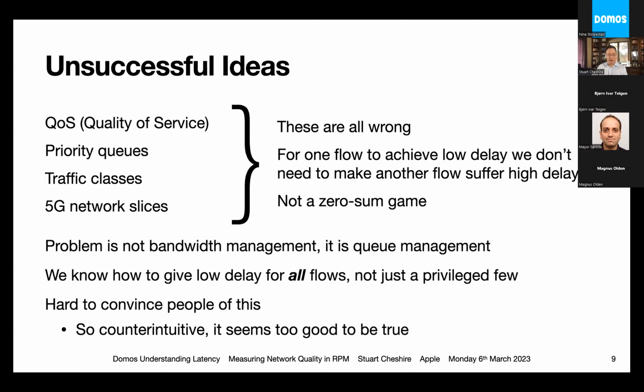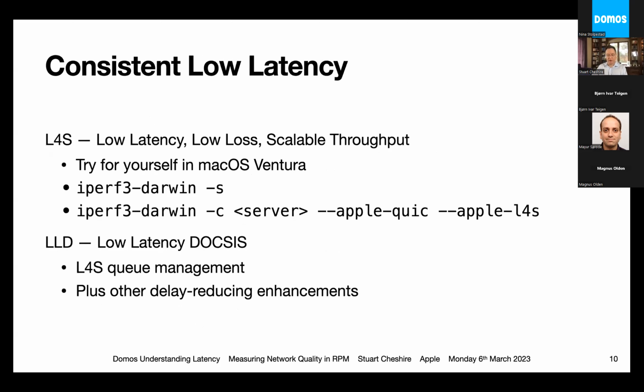Now, this is not just theoretical. We've made progress over the years, and from the Apple side, we now have L4S congestion control shipping in customer builds of macOS Ventura. And you can try this for yourself using a modified version of iPerf 3. And there's network hardware starting to ship that supports this.